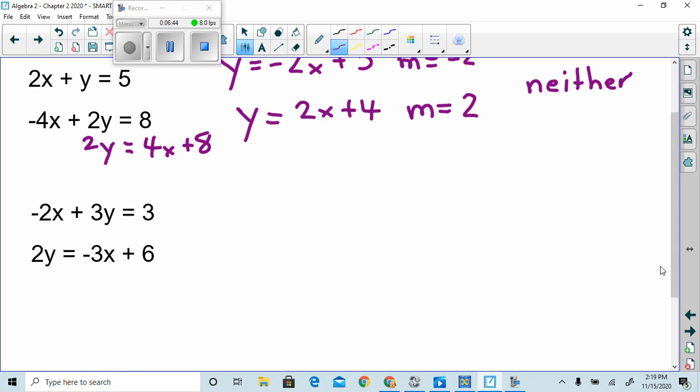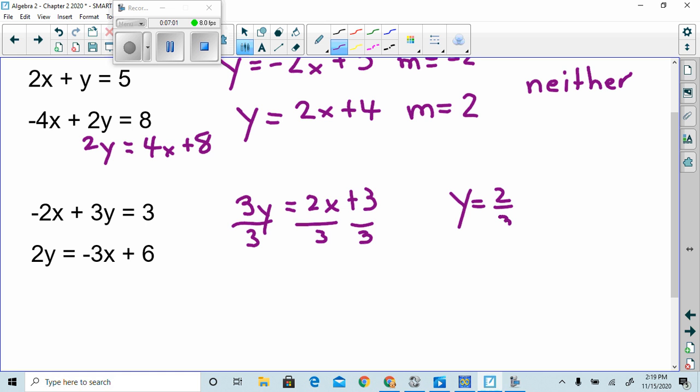Again, I need to rewrite this, so I'll start off by getting 3y is equal to 2x plus 3. I need to divide by 3 on all terms, and I get y is equal to 2/3 times x plus 1, where my slope is equal to 2/3.